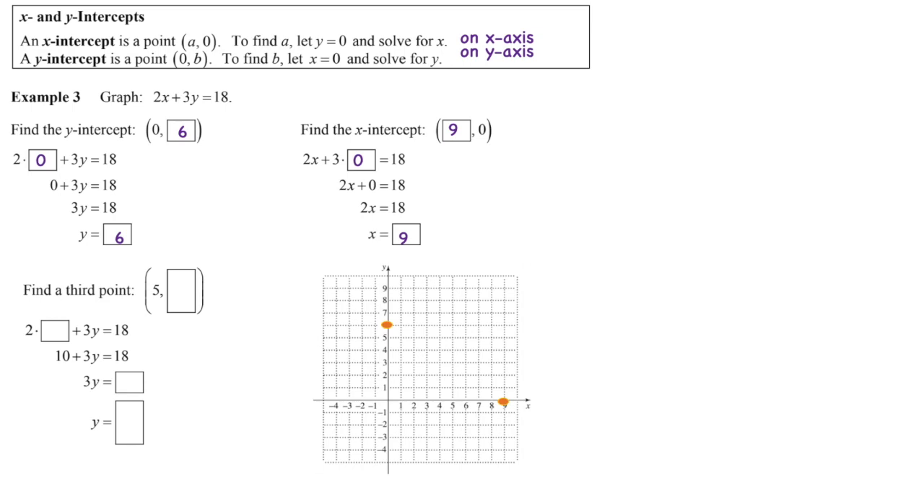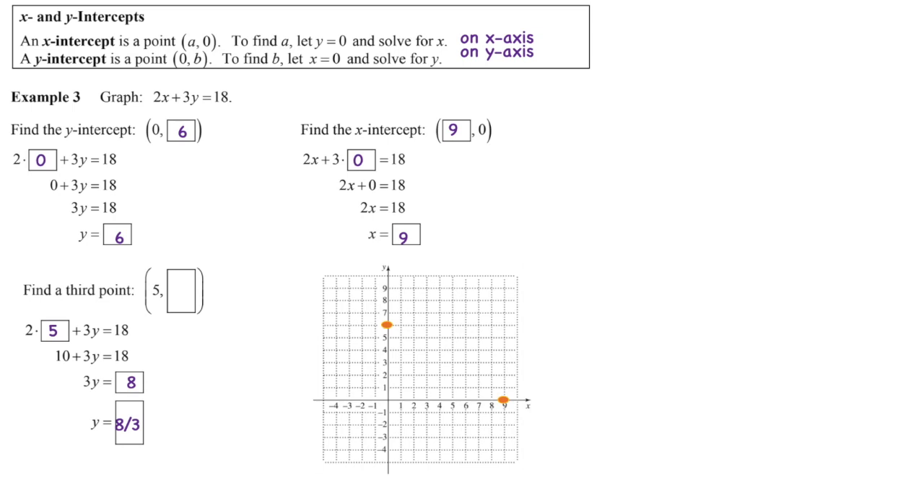Now great, we have 2 points, but it's always great to find a third point to make sure we know exactly what our equation is going to look like. So to find a third point, I randomly picked the number 5, which is my x value. So I can find my y value by plugging in 5 wherever I see x.